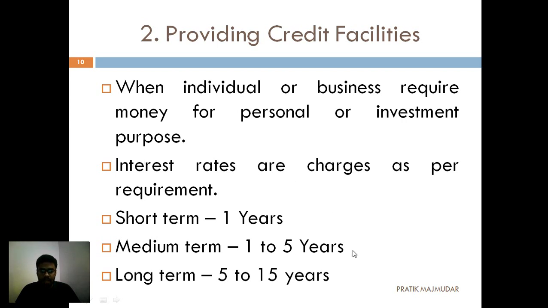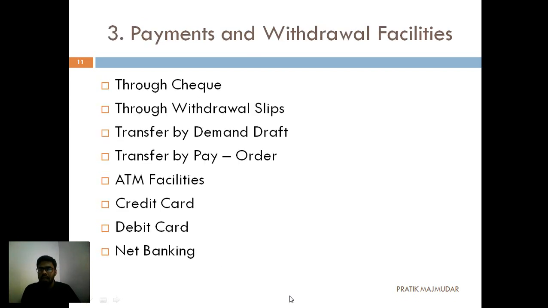These three are your MCQs. This MCQ can be asked in the board examination. So remember this: a short term loan is for 1 year or less than 1 year, a medium term loan is for more than 1 year, between 1 to 5 years, and a long term loan is from 5 to 15 years. Okay, understood?